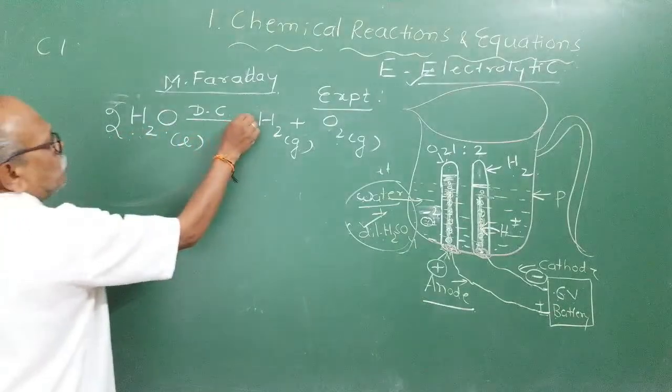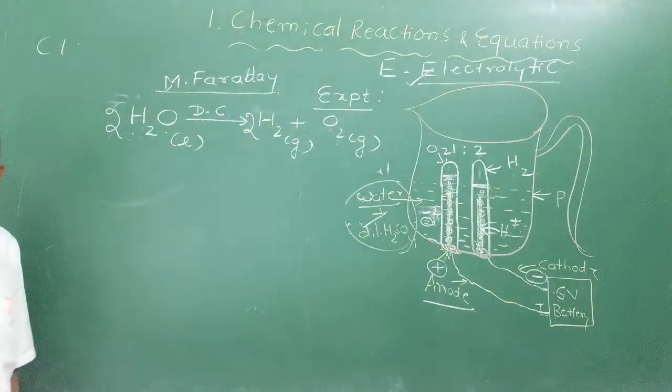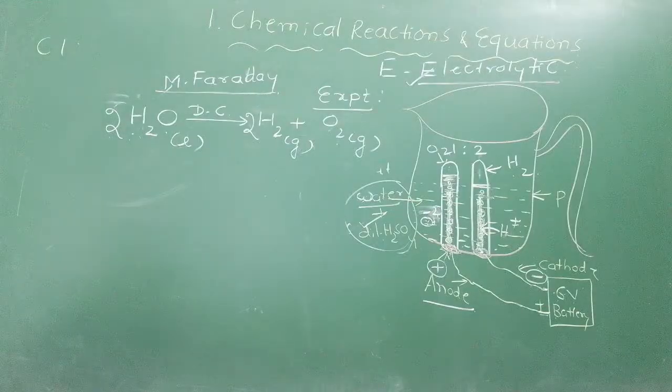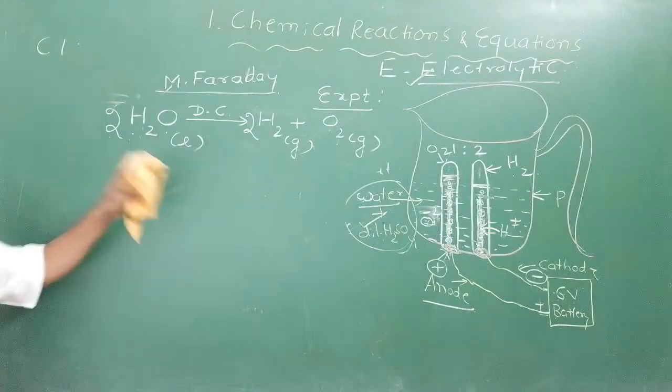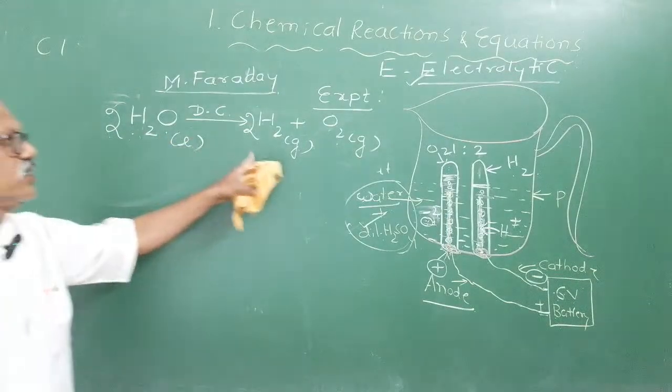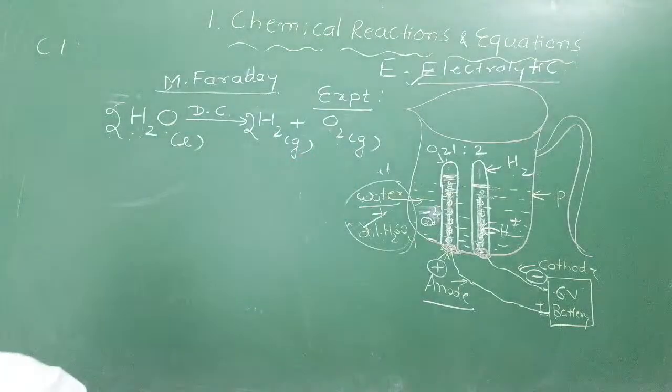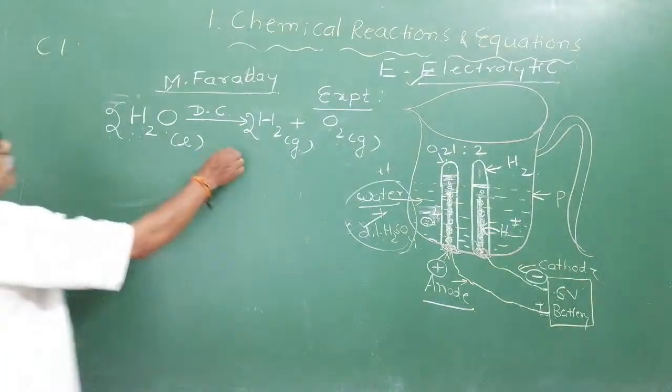2H2O becomes 2H2 plus O2. The formula is 2H2O gives 2H2 plus O2. Correct or not? See, I have written here. Correct answer, 2H2O gives 2H2 plus O2. Correct answer, Sanvi.